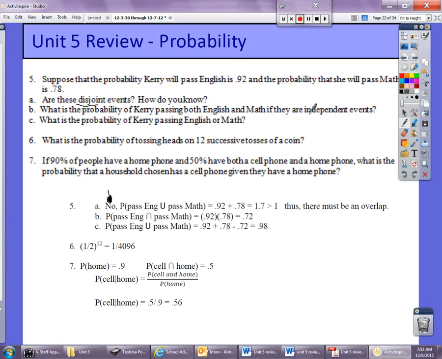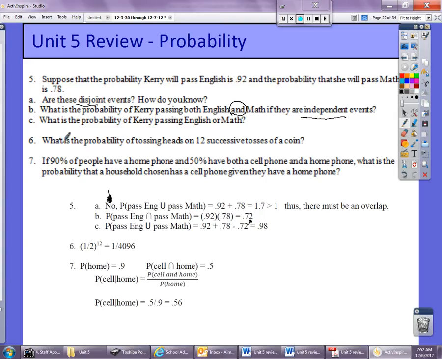For letter B, what is the probability of Carrie passing both English and math if they are independent events? And again, it is important for you to know that they are independent events because that is the only way that you can multiply the two probabilities, and therefore you get 0.72 when you do that because of the "and." And then what is the probability of passing English or math? Again, add together and subtract out the overlap. You just found the overlap in the previous problem right here, and then you get 0.90.